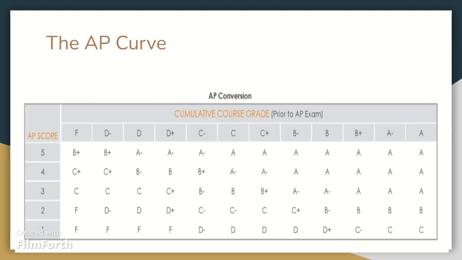And finally, let's talk about the AP curve. The AP curve is a great way for you to boost your grade, which is another perk of taking the AP exam. For example, if you have a C- in the class, you can boost your grade to an A- if you get a 5 on the AP exam. For reference, here is a chart illustrating the AP curve.